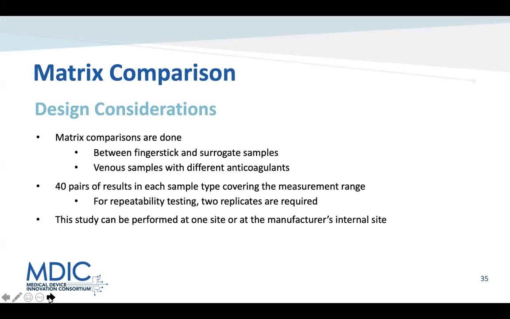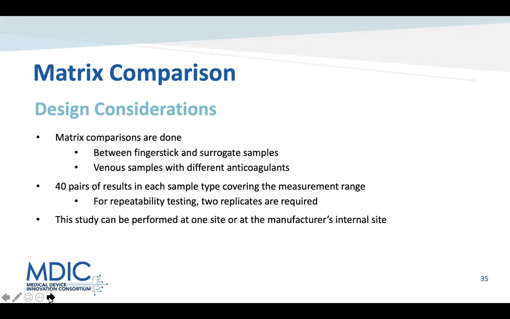And I'm going to finish up here with matrix comparison. Alva's already mentioned some of the studies that need to be done when you are using, for example, surrogate samples, or if you have specific claims on your device for different sample types. Ideally, performance characteristics of the candidate device with fingerstick specimens should be evaluated with fingerstick patient specimens if at all possible. But matrix comparisons can be done between fingerstick samples and surrogate samples if you've needed to use those for the extreme ends of your analytical measurement range.